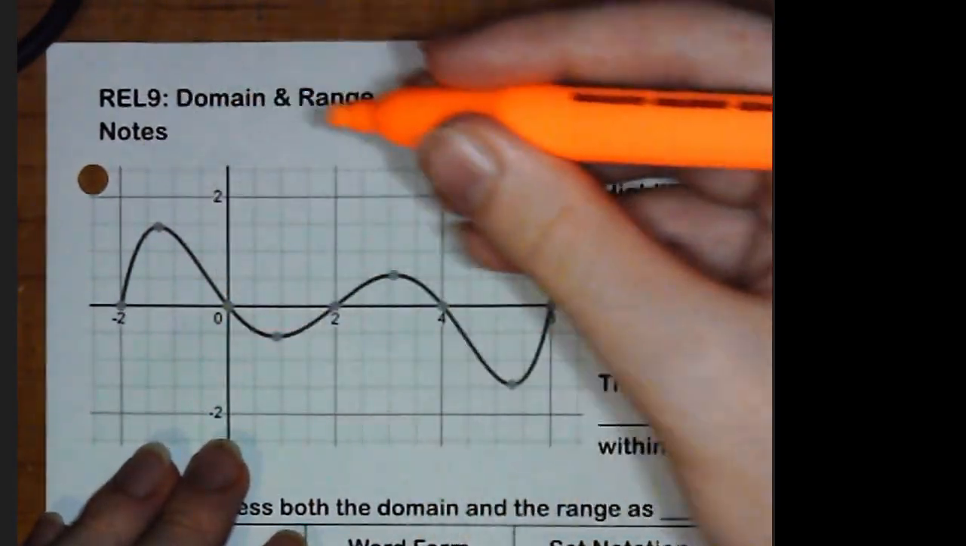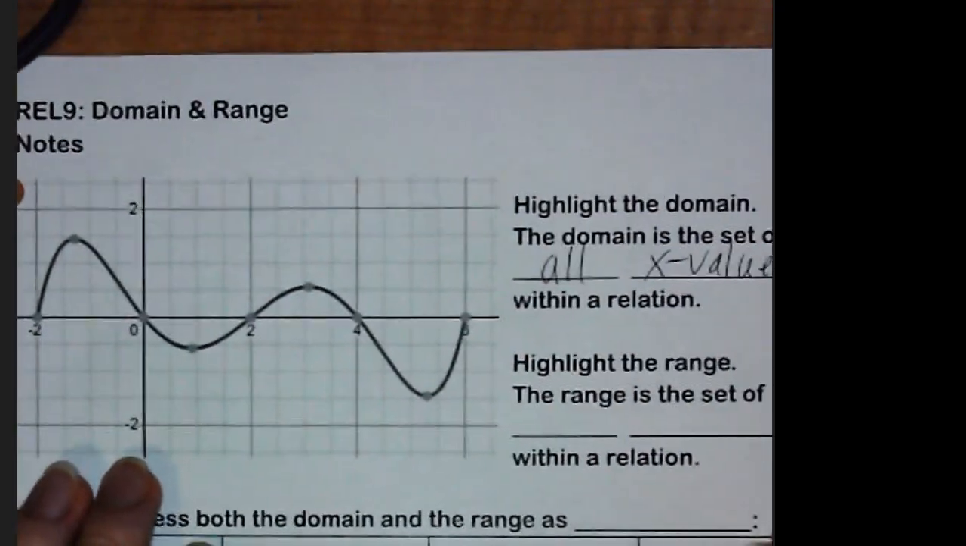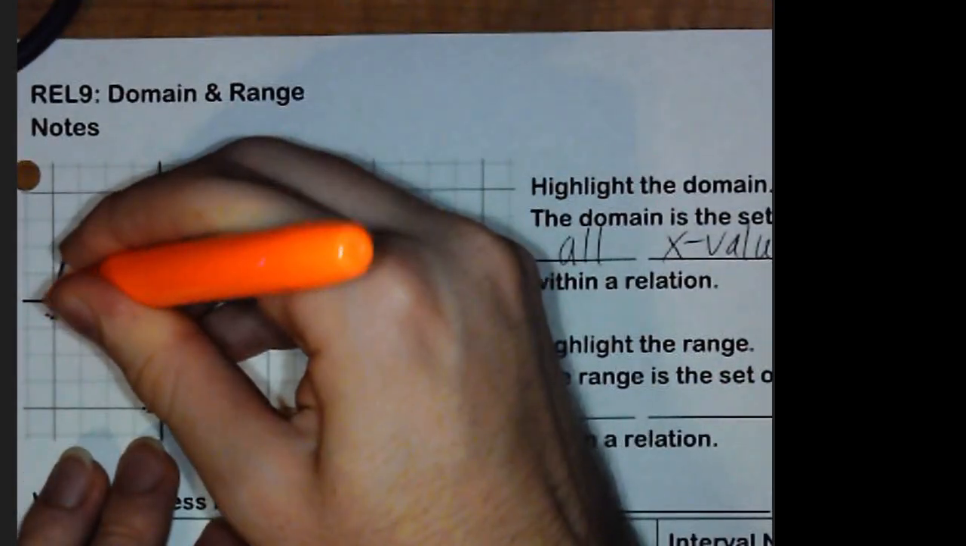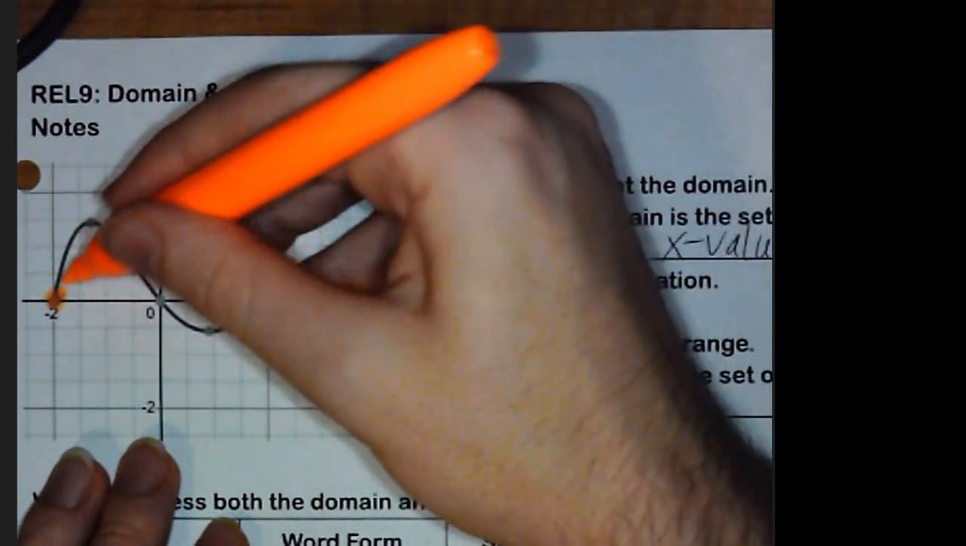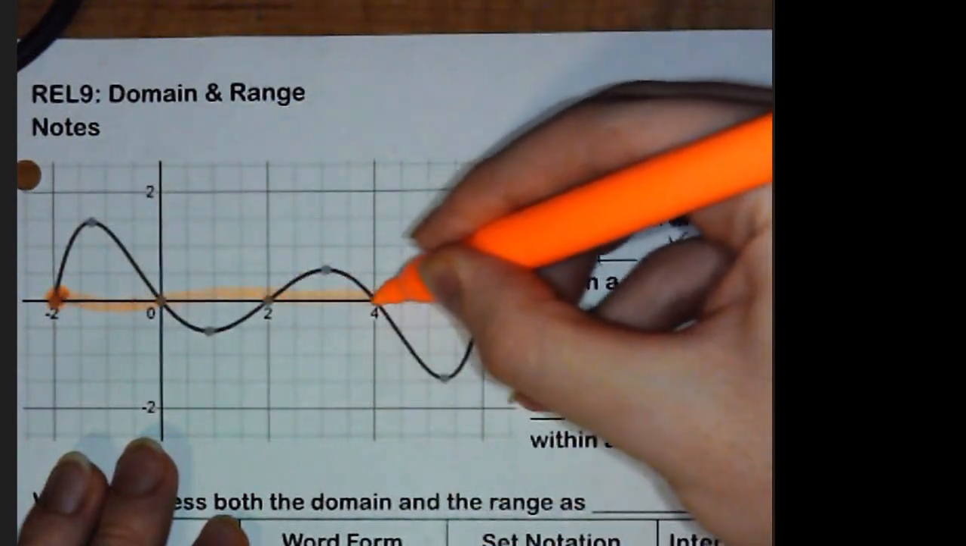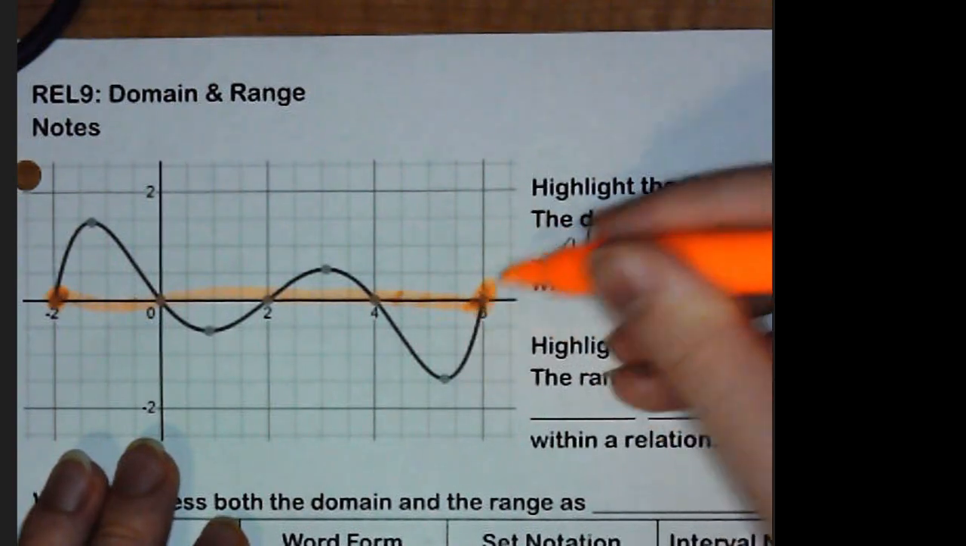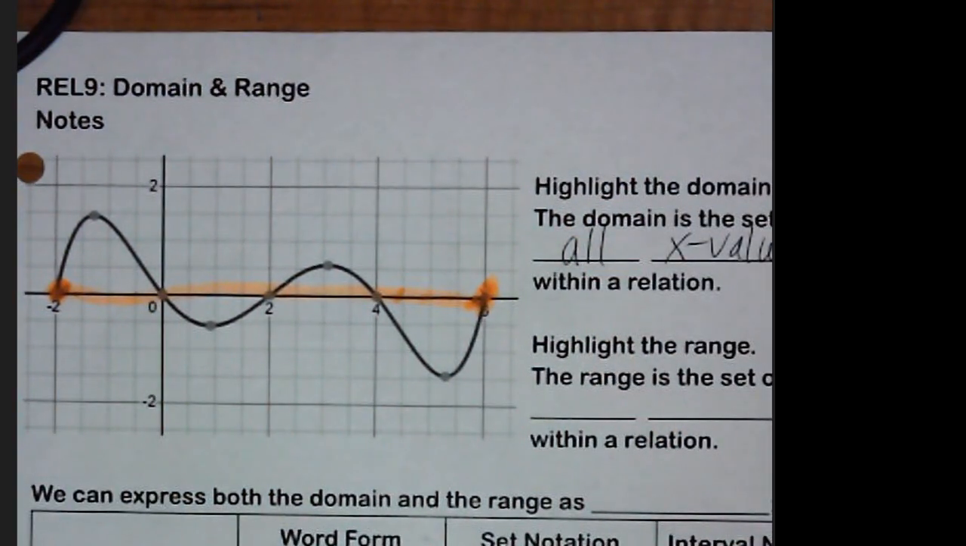That's going to be all the x values within the function. Again, the domain is all the x values, so that's going to start at -2, and it's going to go all the way over until the x values stop at 6.